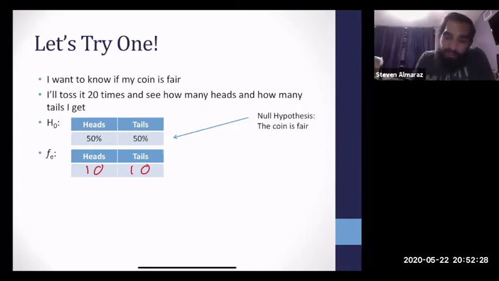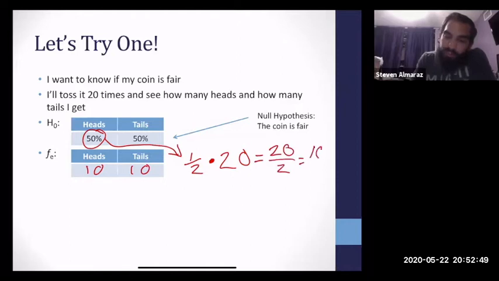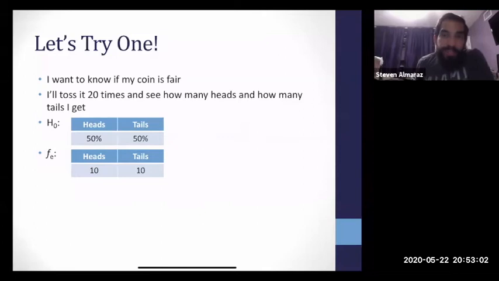But what I want you to know is you actually just did the exact math that we're supposed to do. Half of, and half is 50%, so half, that's where you got that from. Of, whenever you say of, that means multiplication, 20. 1 over 2 times 20 is 20 over 2, which is 10 over 1. So 10. You actually knew the formula, you just didn't know you knew it. So we've got our expected frequencies now of 10 and 10.